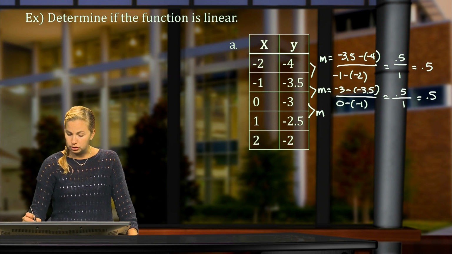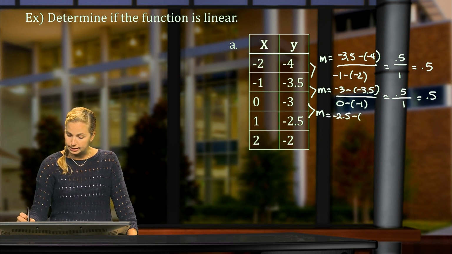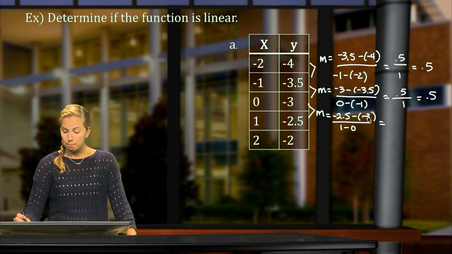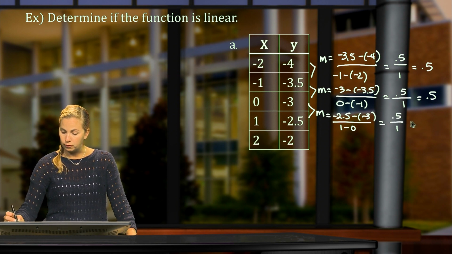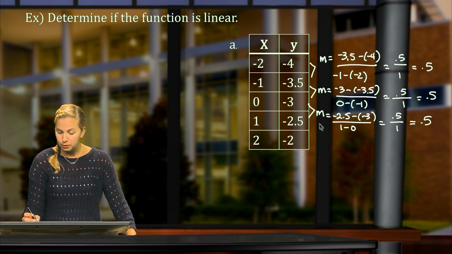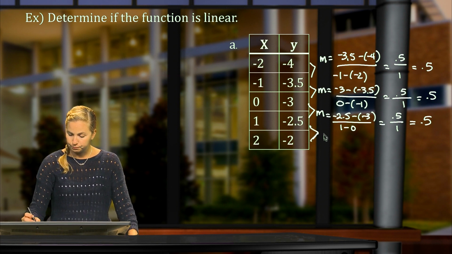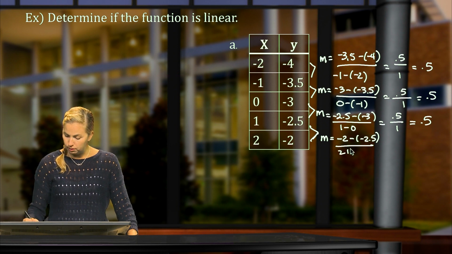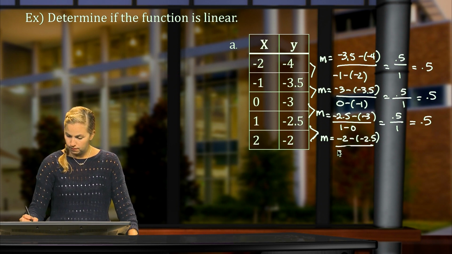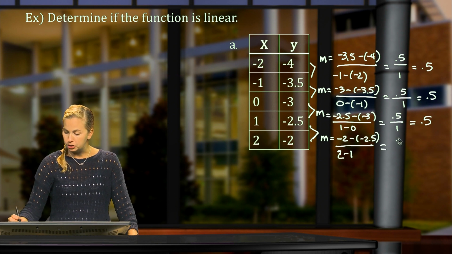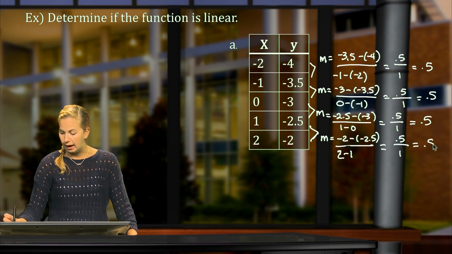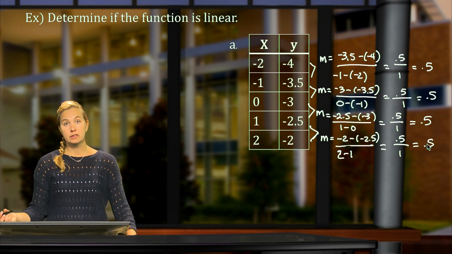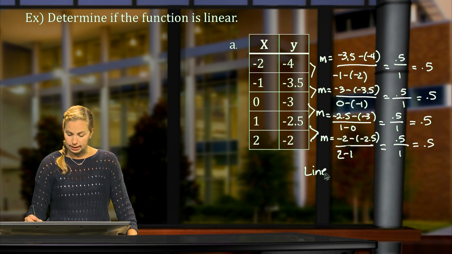So the third set, our slope is -2.5 minus -3 over 1 minus 0. -2.5 plus 3, so that's 0.5 over 1. Things are looking good so far. We have one more set that we want to check. M is equal to -2 minus -2.5 over 2 minus 1. Which is, again, 0.5 over 1, or 0.5. Since we have a constant rate of change between these data values, we say this data set is linear.